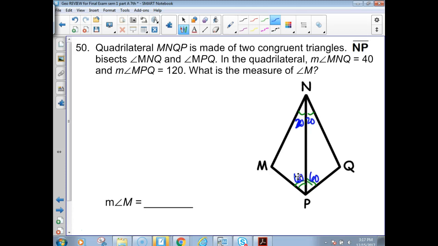So then we want to know what angle M is. I'm going to find this angle by using the one triangle here. Do 180 minus 20 minus 60, and that is 100 degrees.